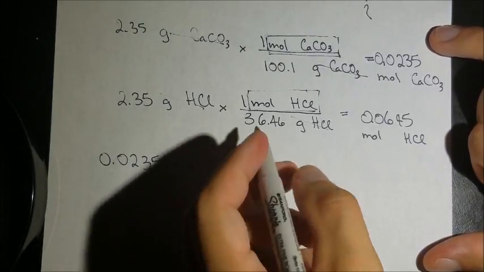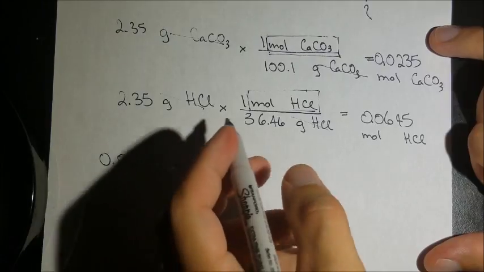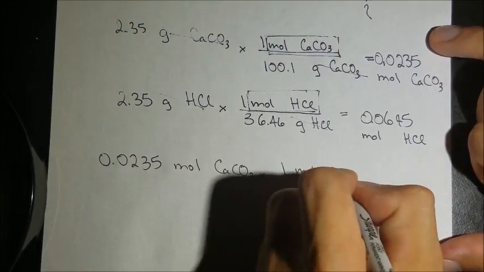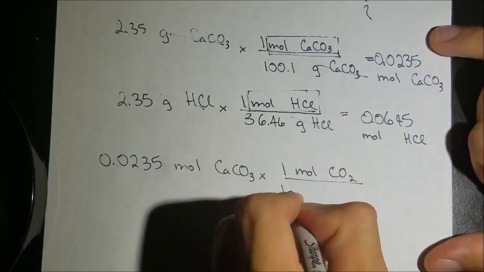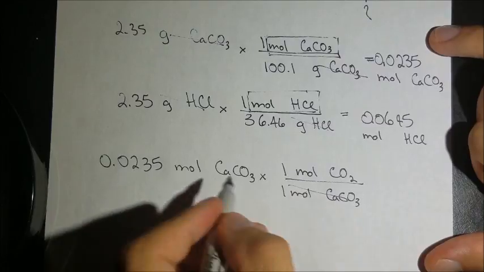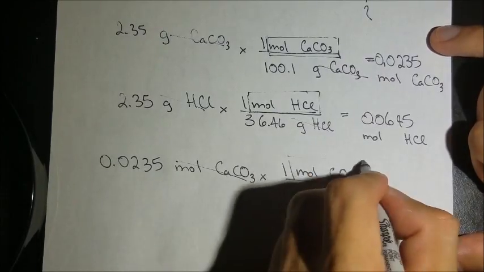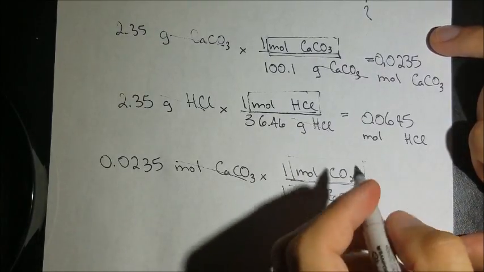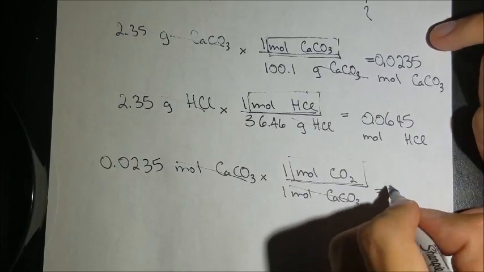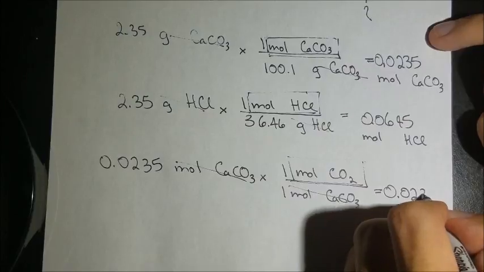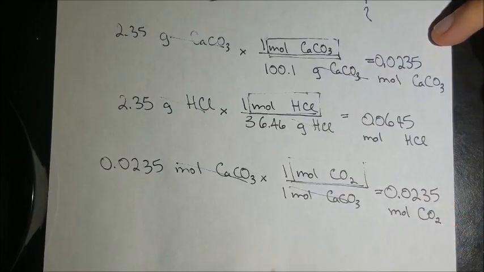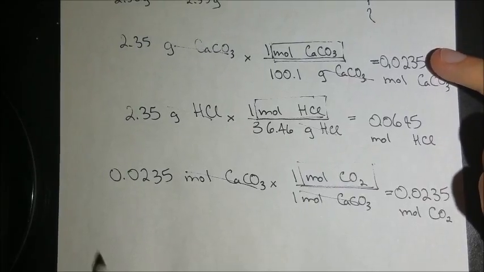And we have to go to the balanced chemical equation, and if you remember, we found that 1 mole of CO2 was produced when 1 mole of calcium carbonate was consumed. Moles of calcium carbonate cancel, and now we have moles of our product, which is CO2. So when we perform this reaction, we make 0.0235 moles of CO2.